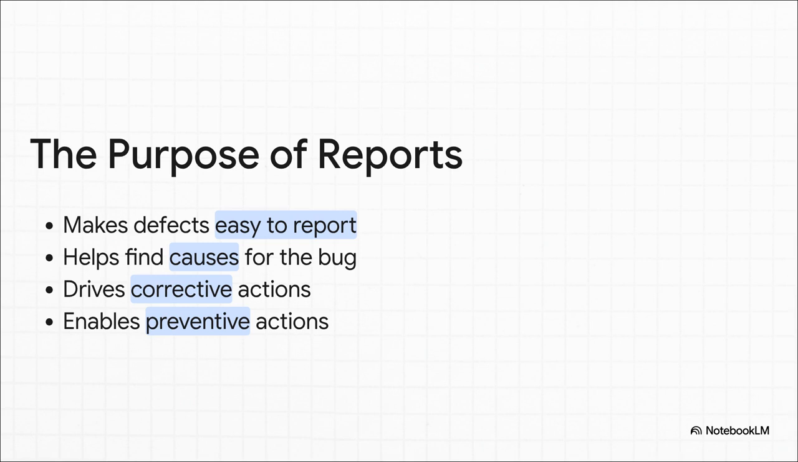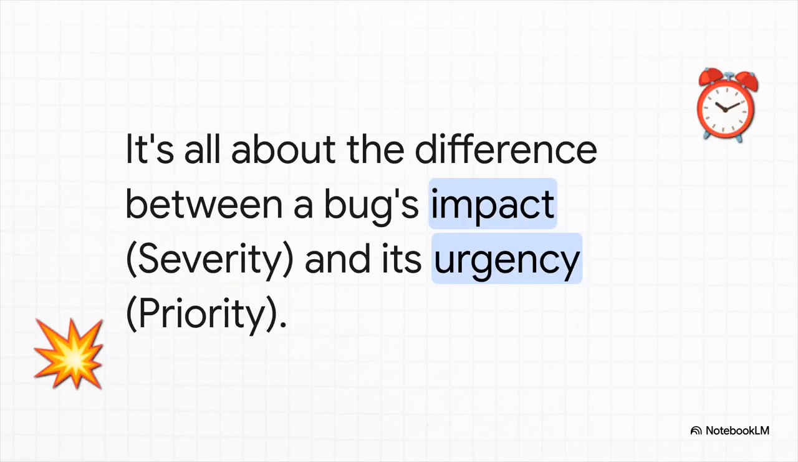And what do we all get out of it in the end? We get software that just works better. It's more stable, it's more reliable. So if you walk away with just one thing today, let it be this. The crucial point, the whole secret sauce, is understanding the difference between a bug's impact and its urgency. It's all about balancing that severity with that priority. Getting that balance right, that's the entire game.